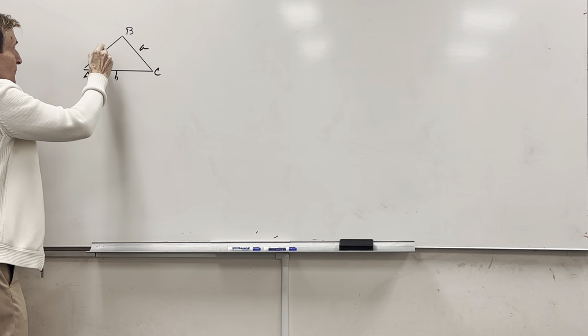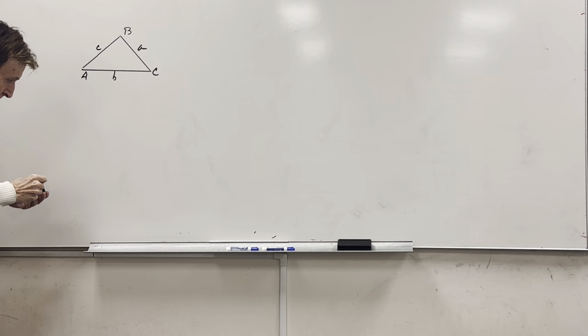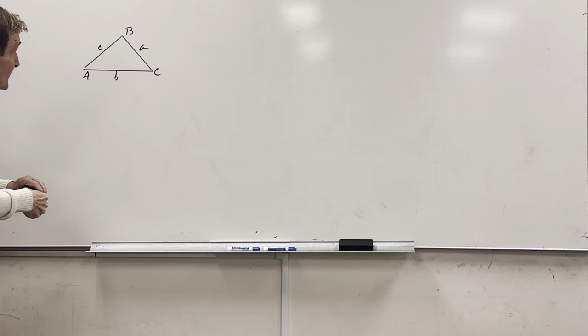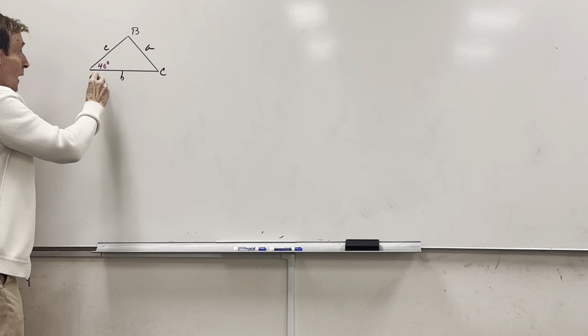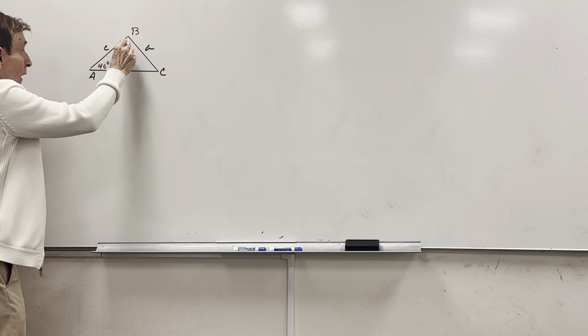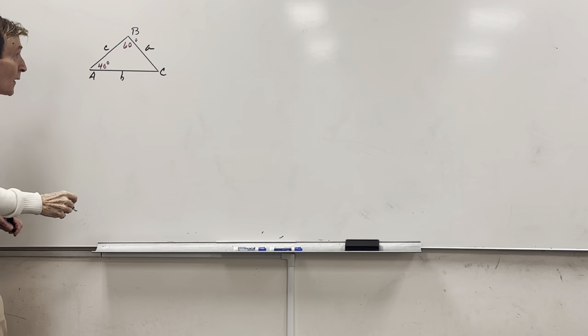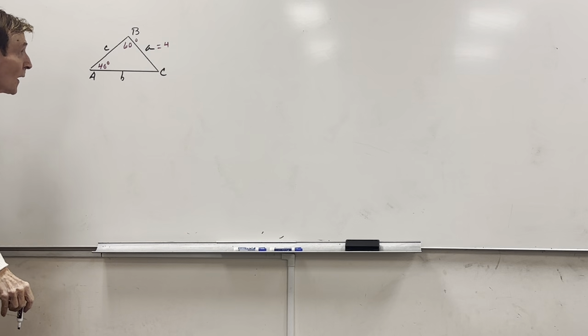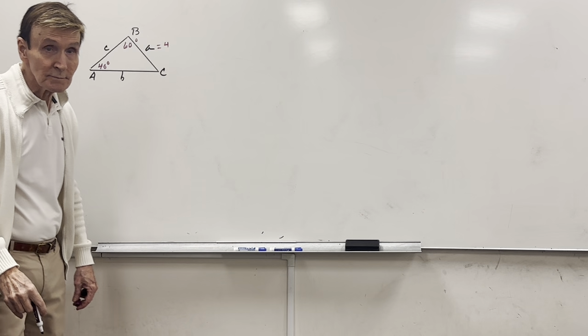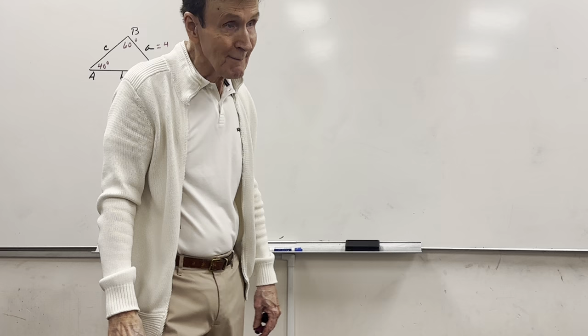Gotcha. And we have been given uppercase A is equal to 40 degrees. Uppercase B is equal to 60 degrees. And lowercase a is equal to 4. And we need to solve the given triangle and find the area. Beautiful, and then find the area.